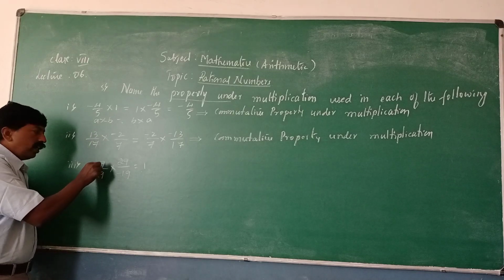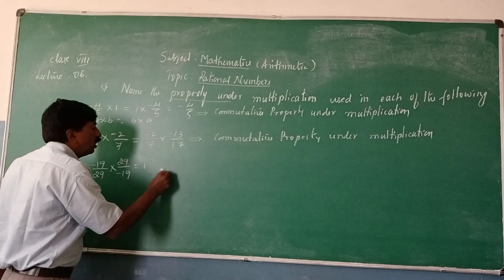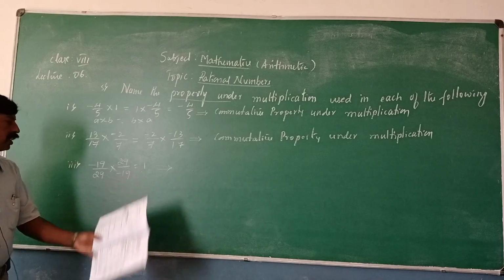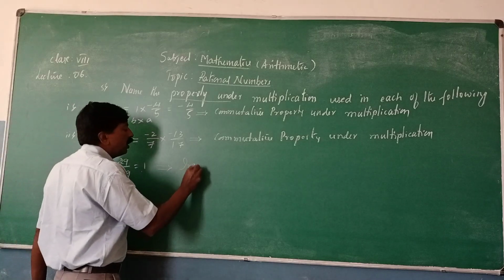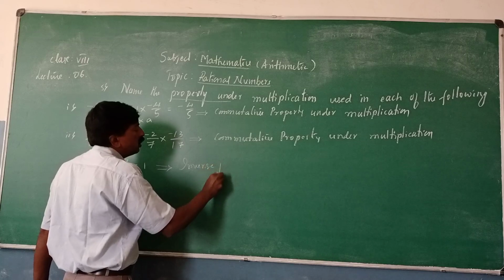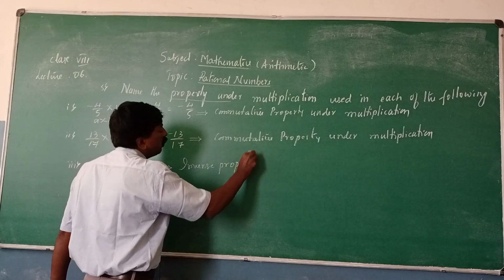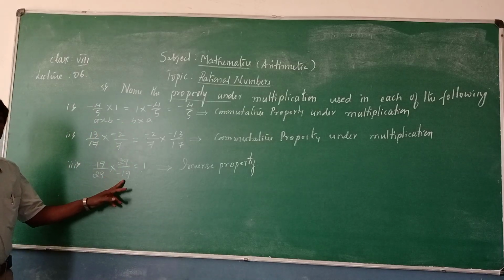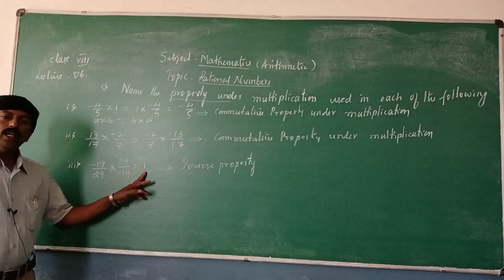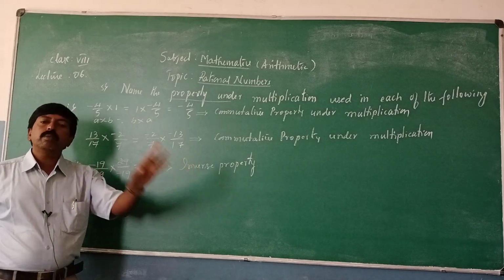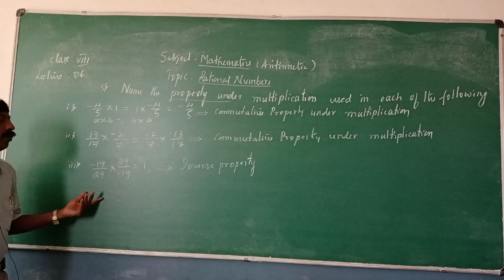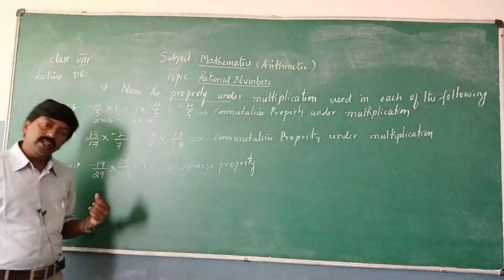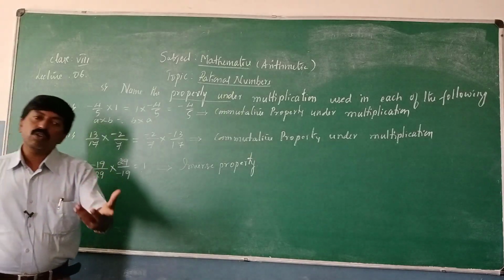How? Here is a number, and we have taken its reciprocal. So, what does it say? It is the inverse property. The inverse property says that a number multiplied by its reciprocal must be equal to 1. That 1 is the multiplicative identity element. Like A into 1 by x is equal to 1, and 1 by x into x is equal to 1.